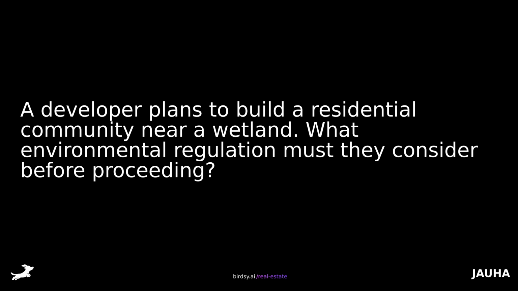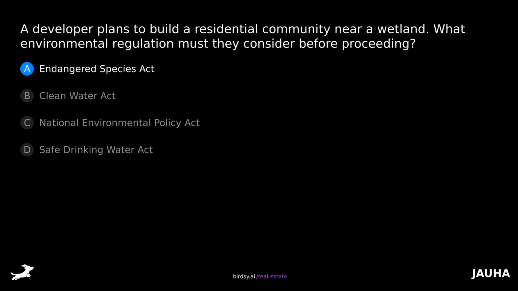A developer plans to build a residential community near a wetland. What environmental regulation must they consider before proceeding? Is it A, Endangered Species Act, B, Clean Water Act, C, National Environmental Policy Act, or D, Safe Drinking Water Act? The answer is B, Clean Water Act.